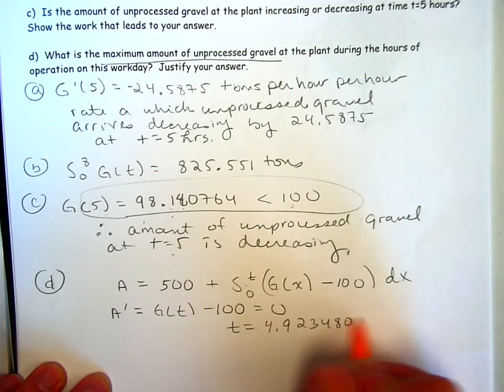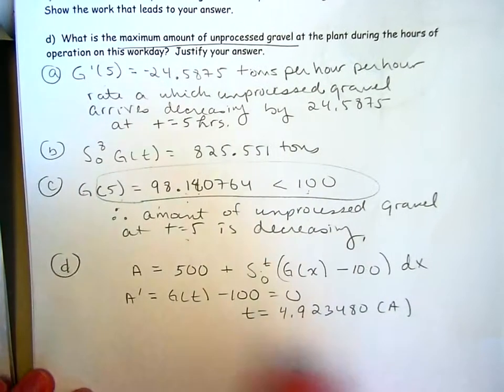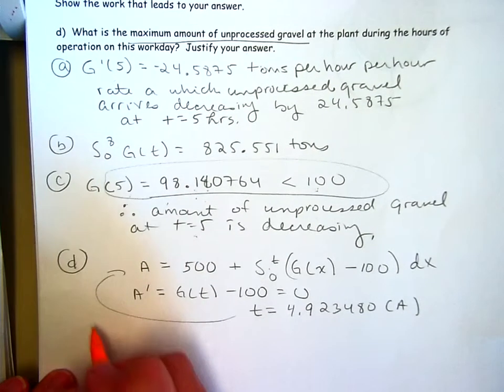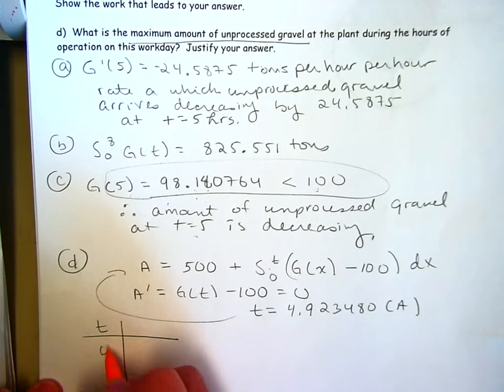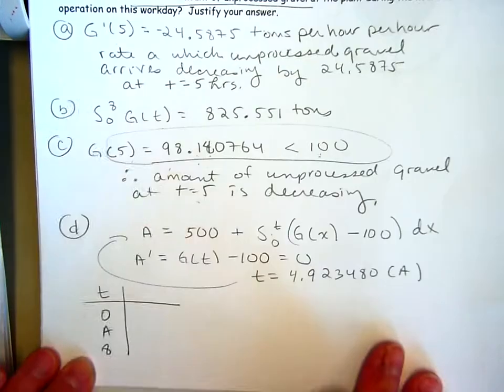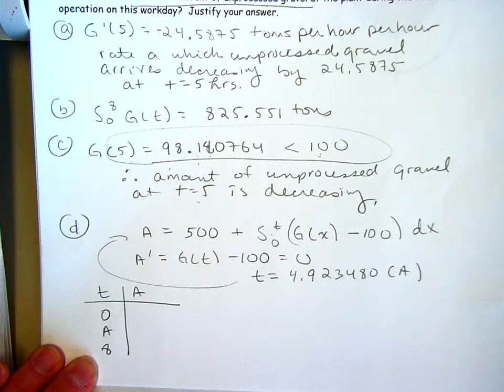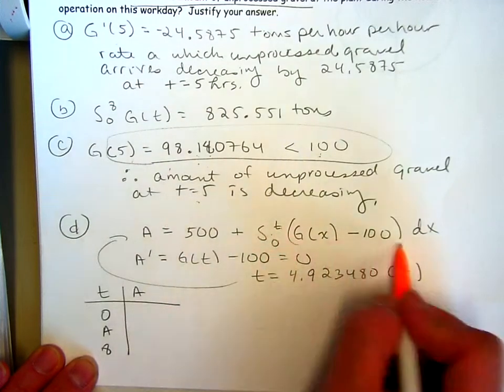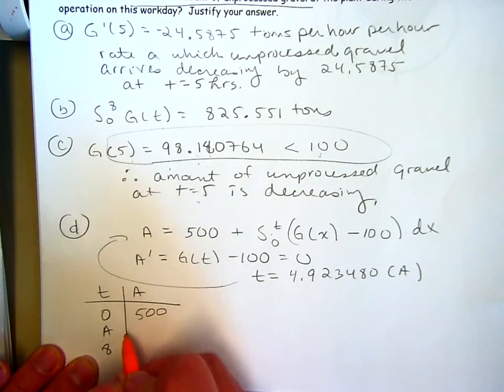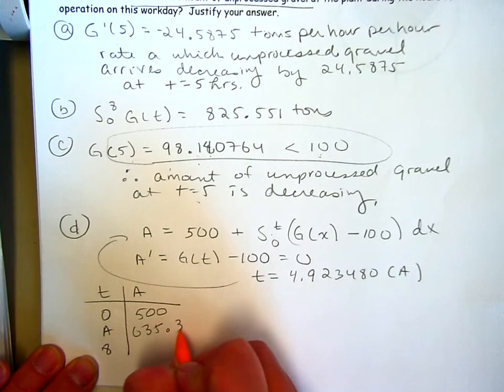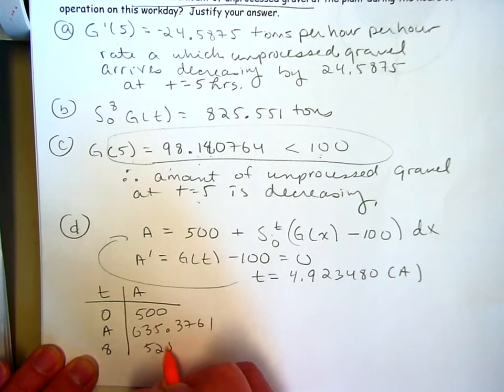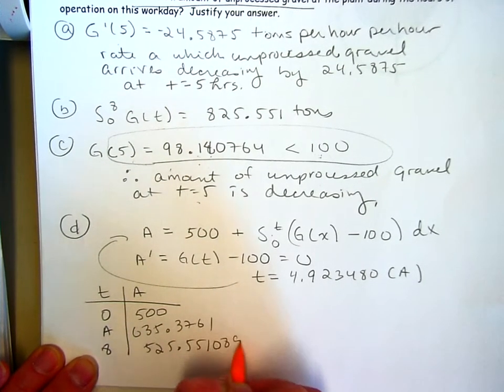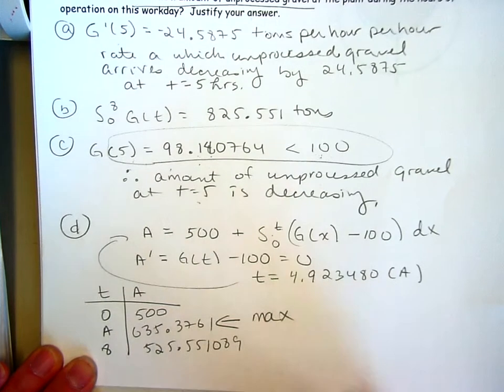Let's call this A. So I need to take this, plug this back into the original, and compare it to the endpoints. So my endpoints are 0 and 8. Plug those back into the original for t, integrate it all in the calculator. These are the values that I get for the total amount of gravel. And I can just draw an arrow next to the value. This is the biggest value, so that is my max.